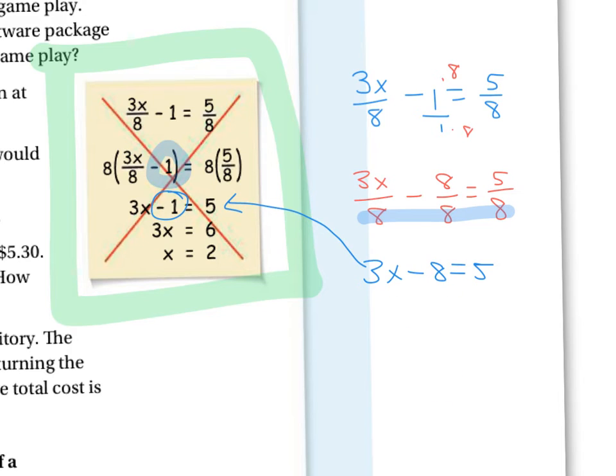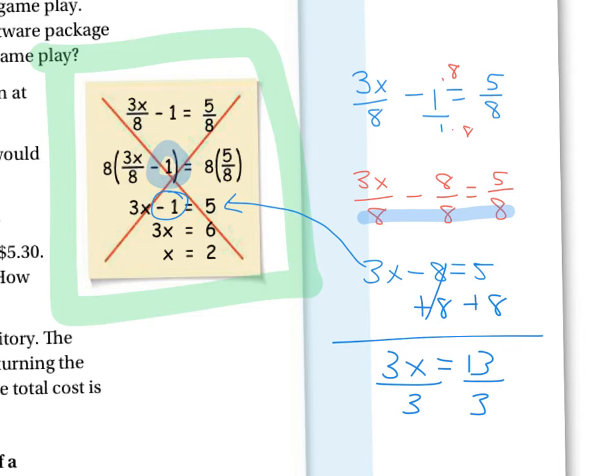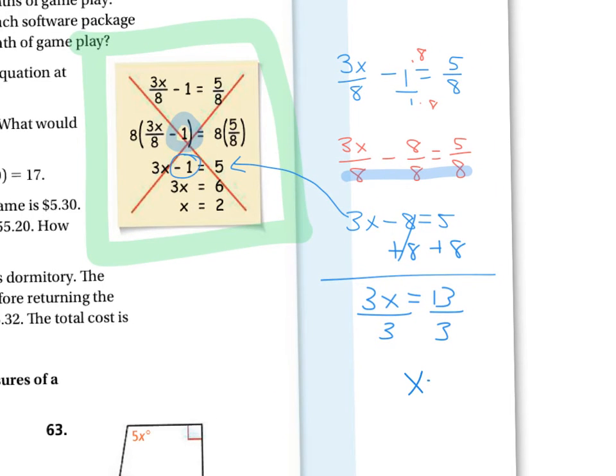But then you also need to go ahead and solve it out. So I'm going to go ahead and add the 8 over. So that cancels. So I get 3x equals 13. And then I'm dividing by 3. So x will equal 13/3. That should have been the correct answer there.